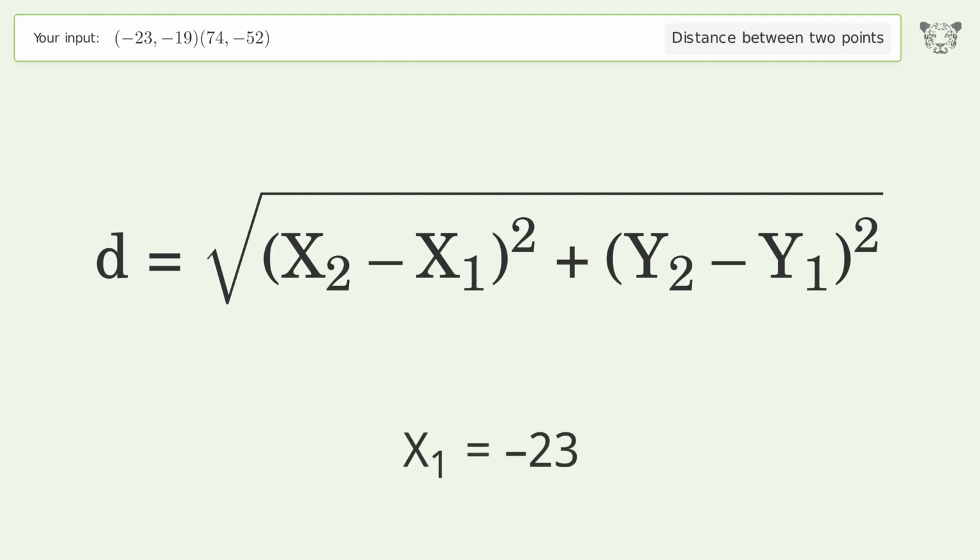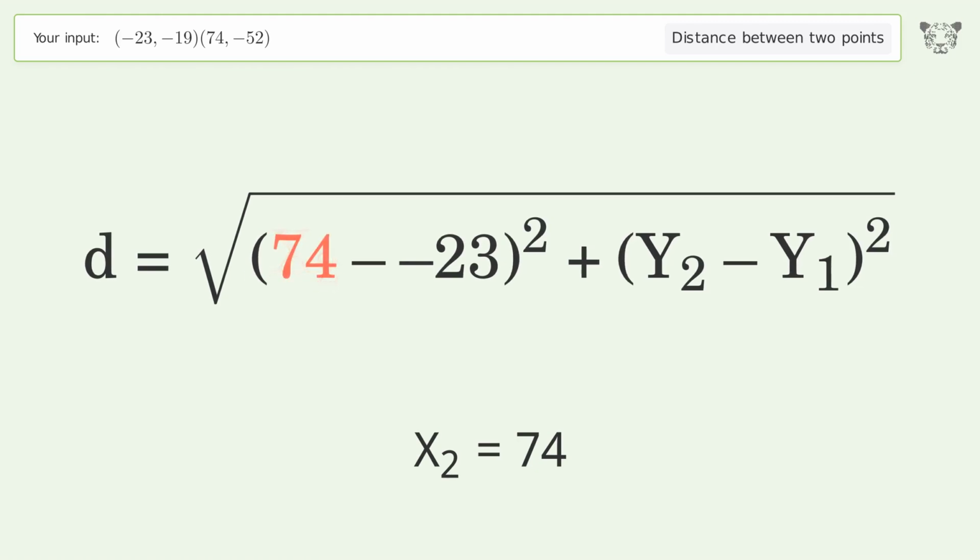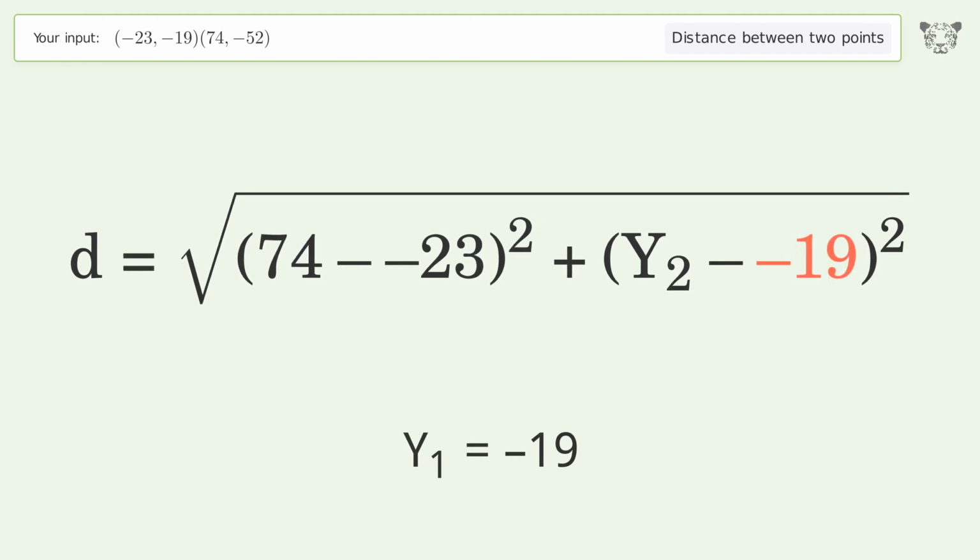x1 equals -23. x2 equals 74. y1 equals -19. y2 equals -52.